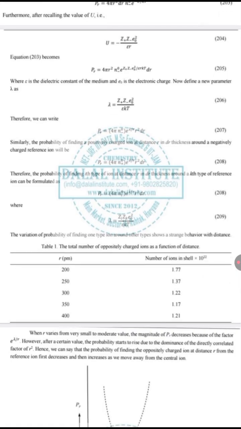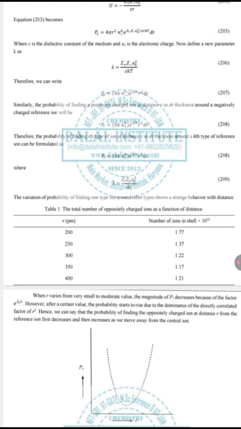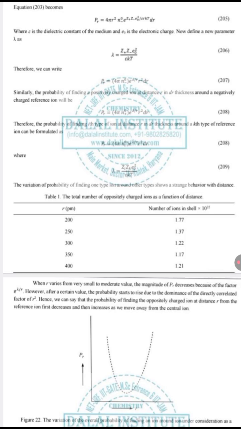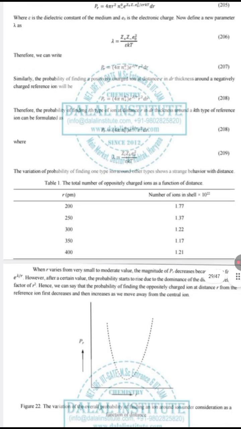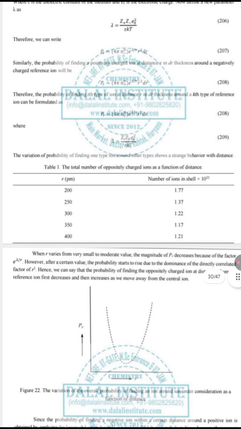Furthermore, after recalling the value of U, that is U equals minus z plus into z negative into e naught square divided by epsilon r, equation 204, equation 203 becomes Pr equals 4 pi r square into n naught negative into e to the power z plus into z negative into e naught square divided by epsilon kT into dr, equation 205, where epsilon is the dielectric constant of the medium and e naught is the electronic charge. Now define a new parameter lambda as lambda equals z plus into z negative into e naught square divided by epsilon kT, equation 206.